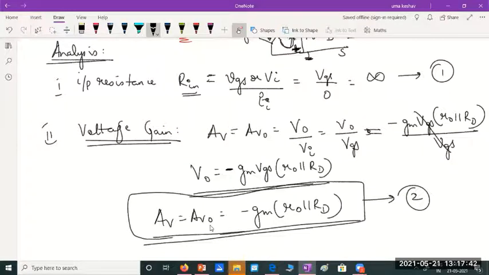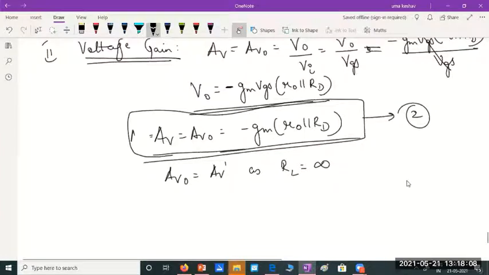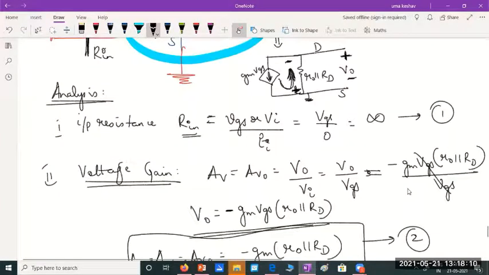We'll stop here. We have just found the open circuit voltage gain. This will also be equal, you can write here, AVO will also be equal to AV dash as RL is absent. RL is infinity means RL is not connected in this circuit. So all these things are the same. Let's continue to find the GV.